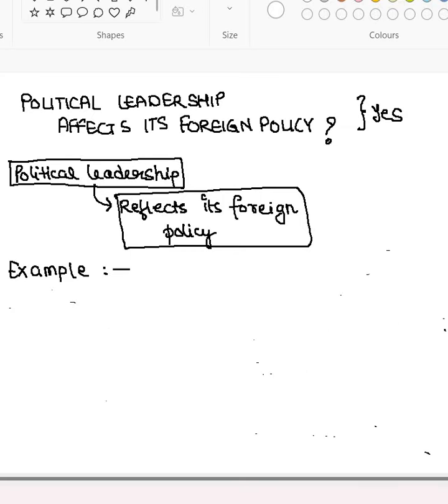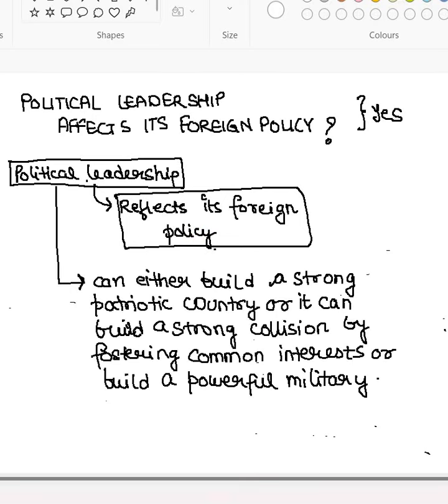And currently also, under the leadership of Narendra Modi, India has formed successful relations with many countries. We are also trying to form a balance between the US and Russia. So yes, we can say that the political leadership greatly influences the foreign policy of a country. And the political leadership can also either build a strong patriotic country or it can build a weak and divided country. Okay, it all depends on the political leadership. It can even strengthen the technological abilities of its nation. So these are some of the examples of how political leadership affects its foreign policy.